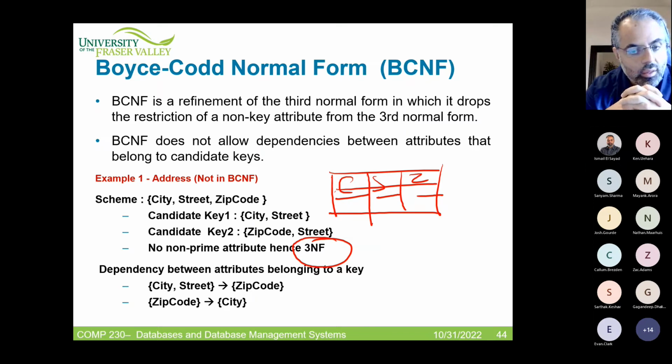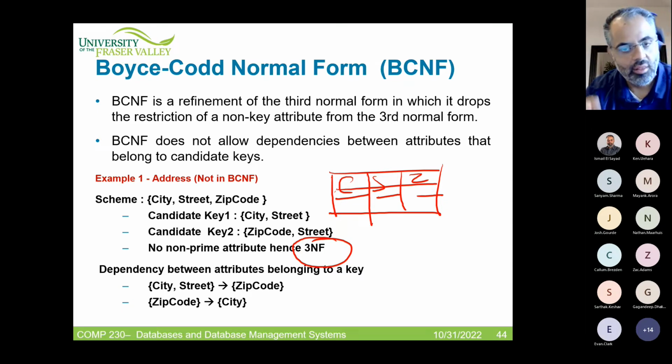Yeah, I just had a quick question because on the slide here it says it drops one of the restrictions of a non-key attribute. Yeah, because third normal form adds restrictions, but it also drops a restriction. No, we are talking not about BCNF, we are talking about the third normalization. Oh, okay. The third normalization drops the restriction between non-key attributes.